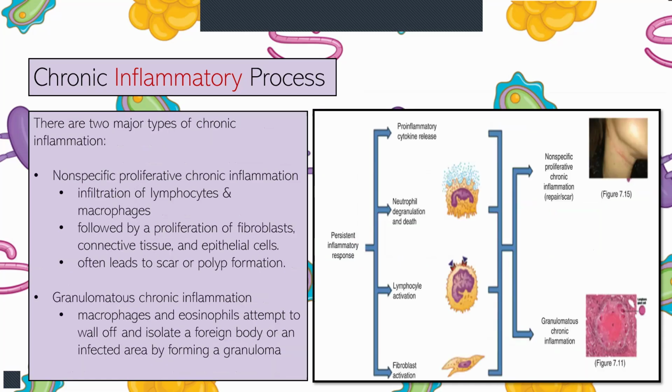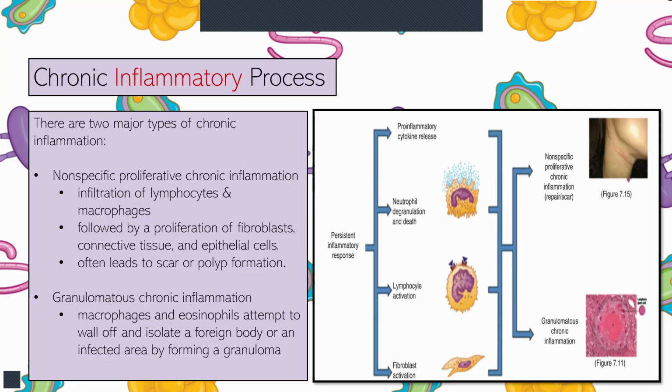When the body's inflammatory response persists, it triggers a cascade of immune and cellular events that contribute to chronic inflammation. The process begins with the release of pro-inflammatory cytokines, signaling molecules that sustain the immune response and attract more immune cells to the site of injury or infection. As the inflammation continues, neutrophils, the first responders of the immune system, undergo degranulation and death, releasing their toxic contents to destroy pathogens. However, prolonged neutrophil activity can also cause collateral damage to surrounding tissues.